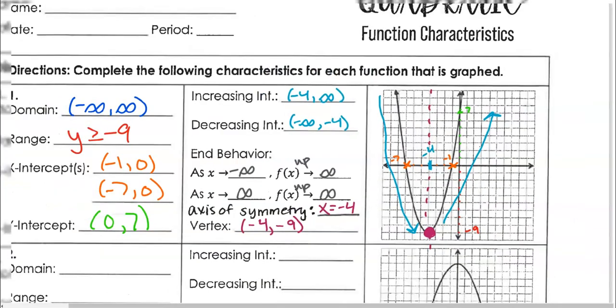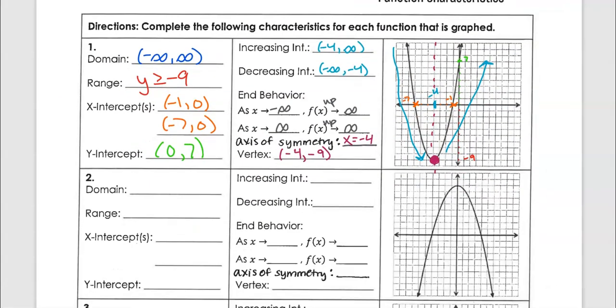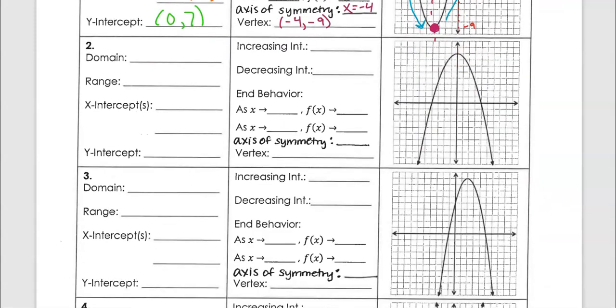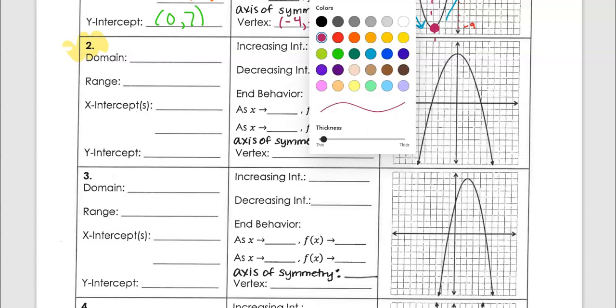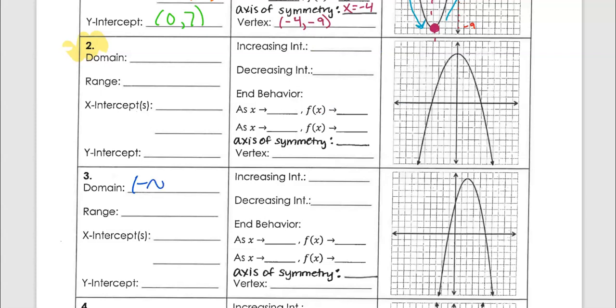All right, let's go down. I told you number 2. I'm going to go down to number 3 so you can see an example of one upside down. So you're going to do 2, but I'm going to do 3. This one's all you. All right, number 3. Domain, what is it? We already know. Yes, negative to positive infinity. You can go ahead and put that to all your domains. They're all the same.